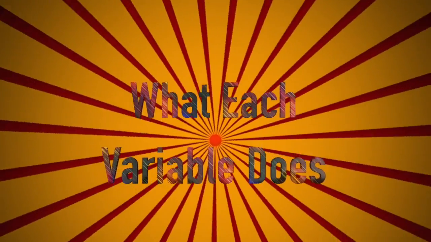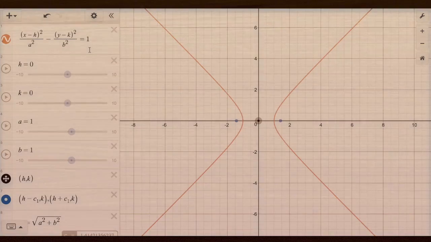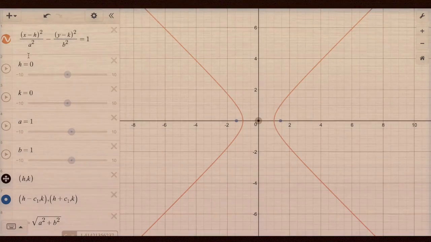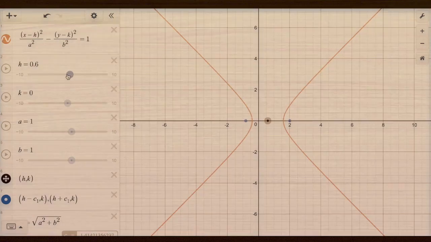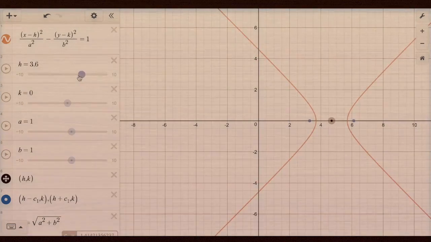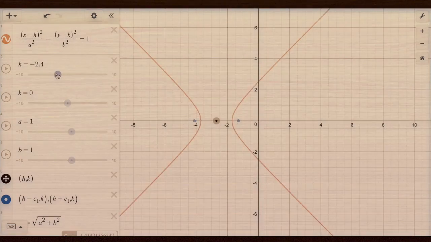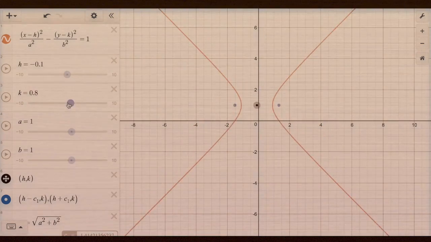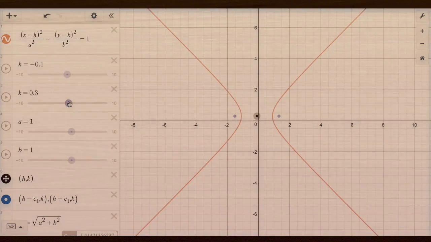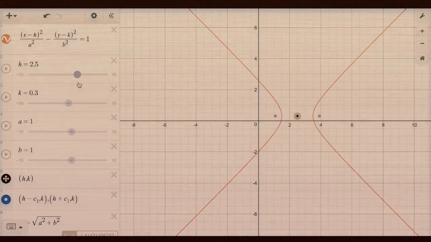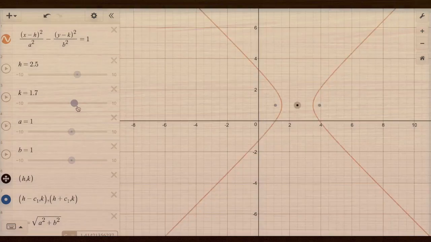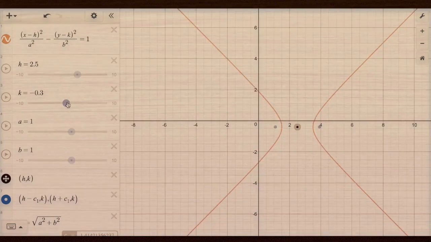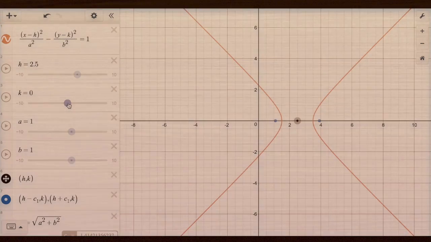So what does each variable do? In the equation (x minus h) squared over a squared minus (y minus k) squared over b squared equals 1, h controls the horizontal placement of the center, while k controls the vertical placement of the center. Basically, h controls whether it moves left or right, and k controls whether it moves up or down.